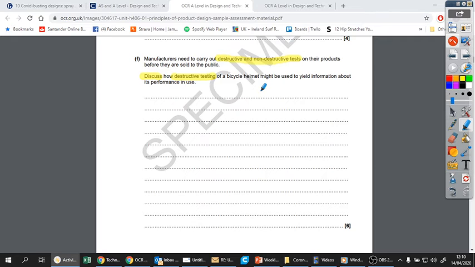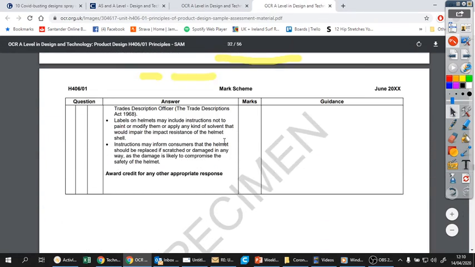So if you can't remember, destructive testing is where you deliberately break something. So you break it to its destructive limit. So basically, you can't use that product afterwards. Okay, non-destructive would be a test like repeatedly putting a clip on and off, repeatedly wearing something, simulating wearing something 1,000 times. So it's not going to break. You can still use the product afterwards. So it's just saying how destructive testing of a bicycle helmet might be used to yield information about its performance in use. So for this one, these are the kind of things it'd be looking for.